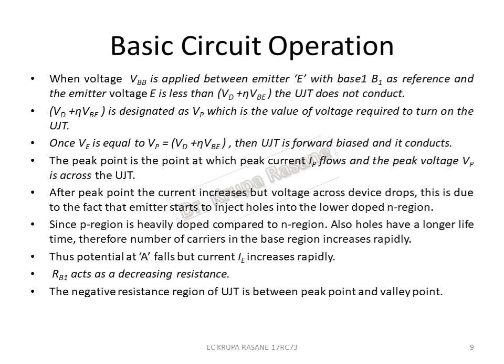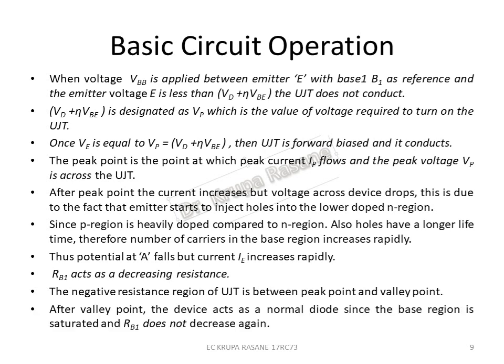The negative resistance region of the UJT is between the peak point and the valley point. After the valley point, the device acts as a normal diode, since the base region is saturated and RB1 does not decrease further.